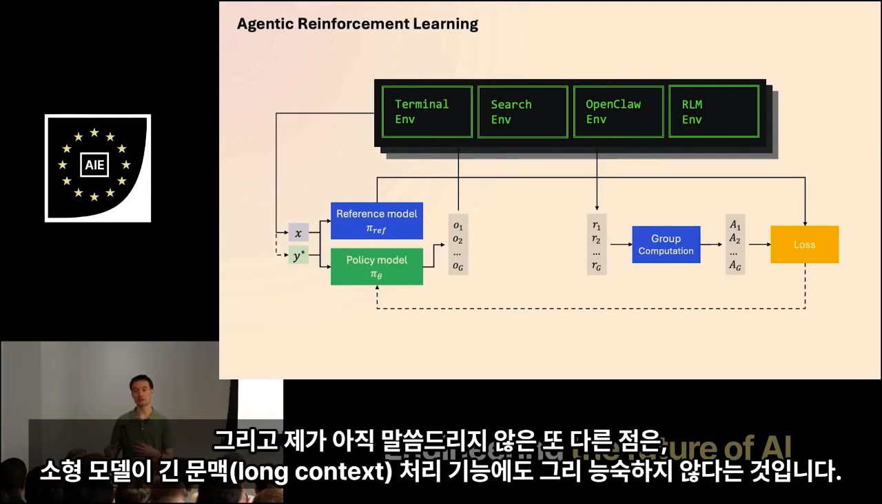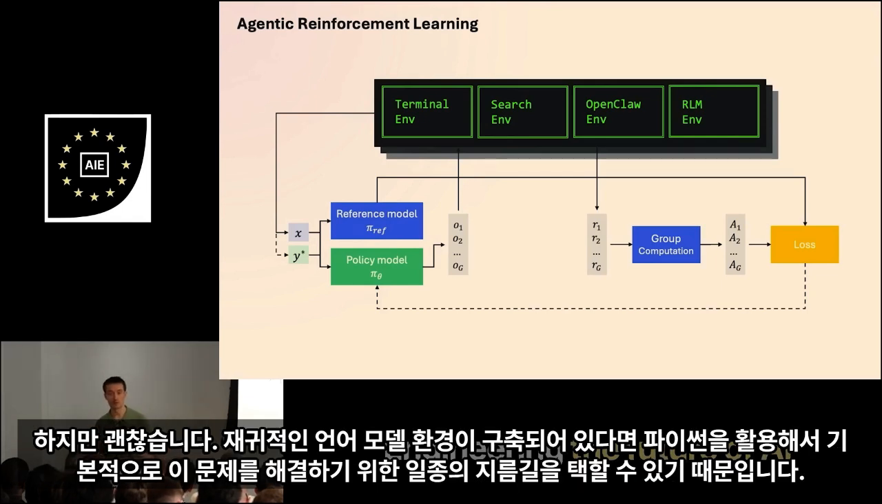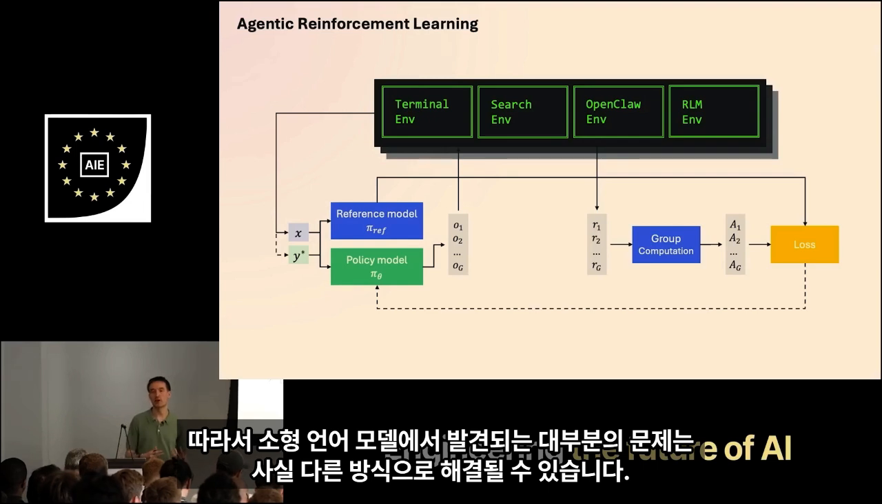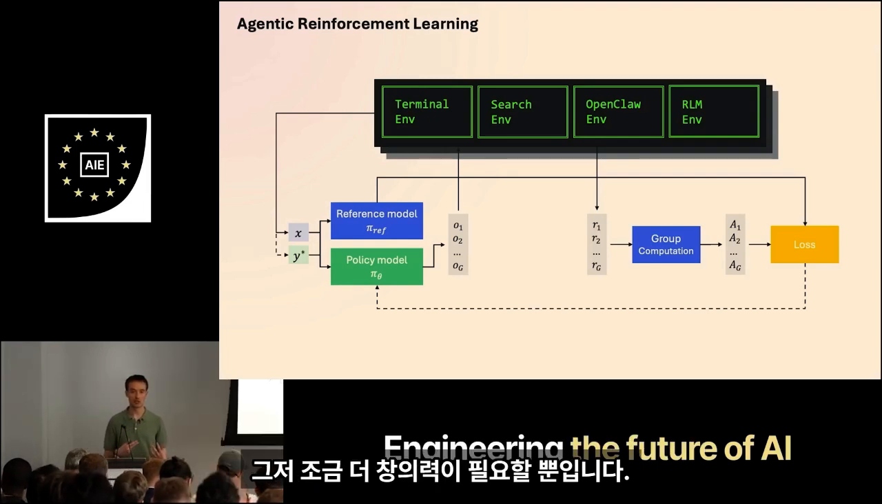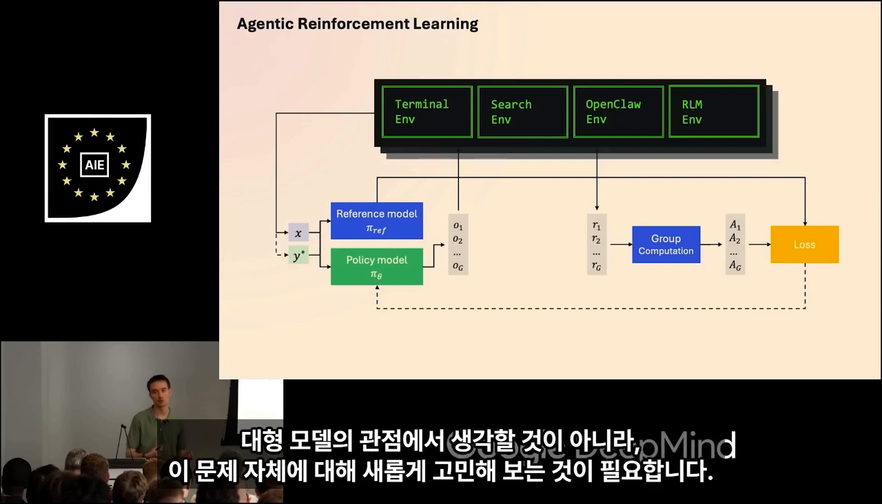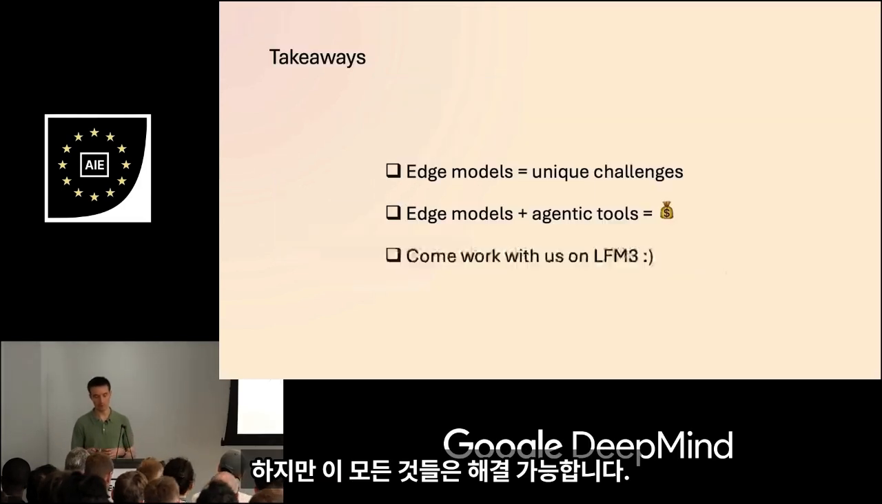good at long context capabilities. But it's okay, because if you have a recursive language model environment, then you can use Python and basically take a shortcut to solve this issue. So most of the issues that you find with small language models can actually be fixed in different ways. It just requires more creativity. It just requires thinking about this problem not like you would think about it from a bigger model perspective, but everything about this is fixable.